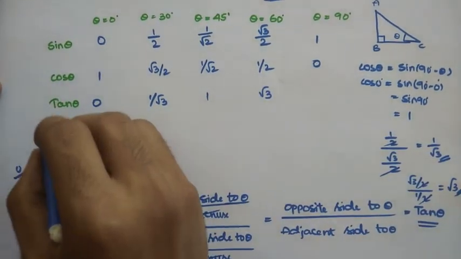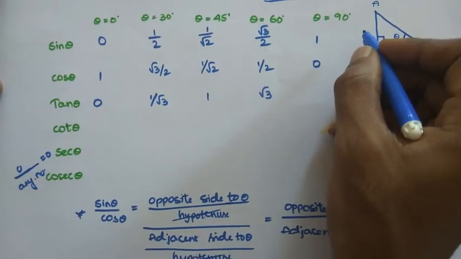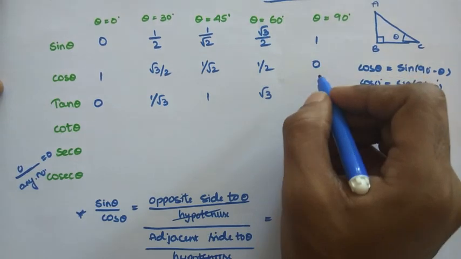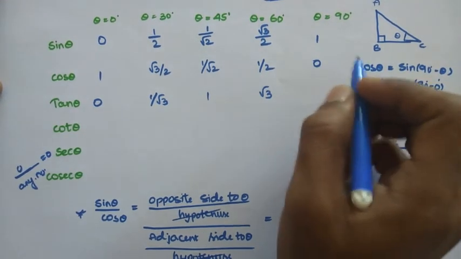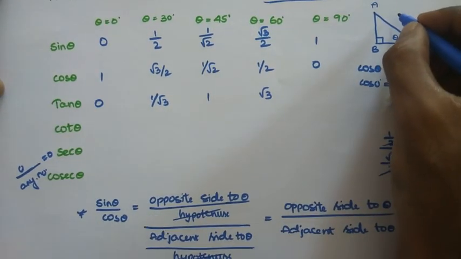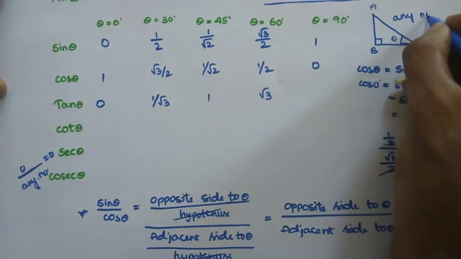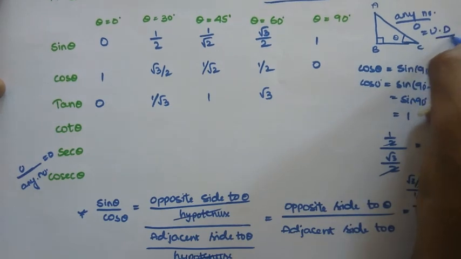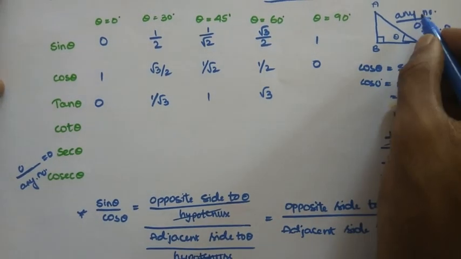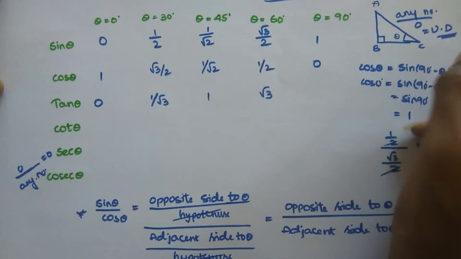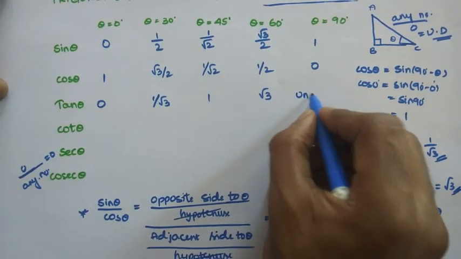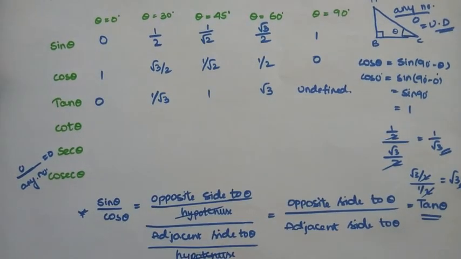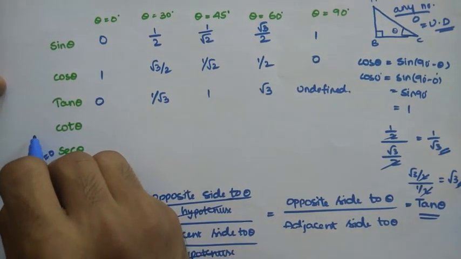Next, tan 90. Tan 90 is nothing but the ratio of sin 90 and cos 90. So remember this, any number by 0 is undefined. So I am writing here it is undefined. Okay, understood?